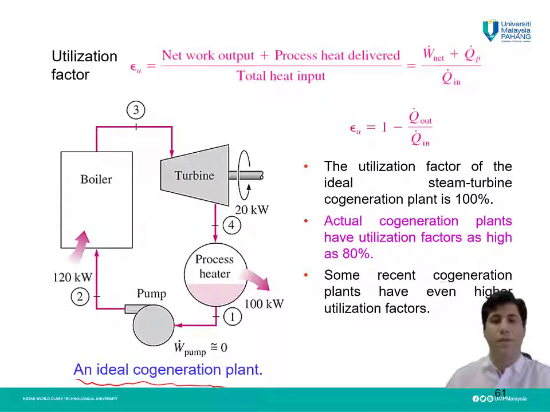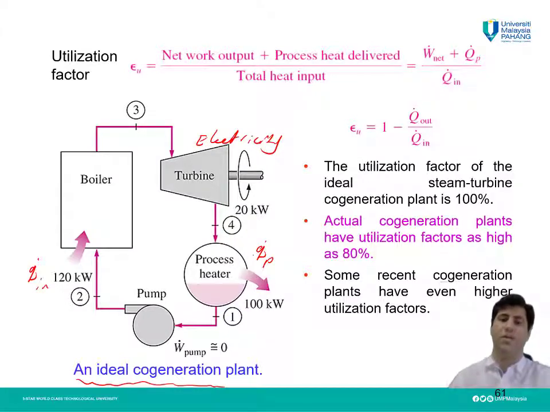Instead of the waste of the thermal energy in the condenser, we have this process heater. We give the high amount of thermal energy of the steam after turbine to the process heater. So you can see here we have electricity, and here we have process heater, or Q dot P. I can show like this. So the Q dot in will be converted to the electricity and Q dot P.